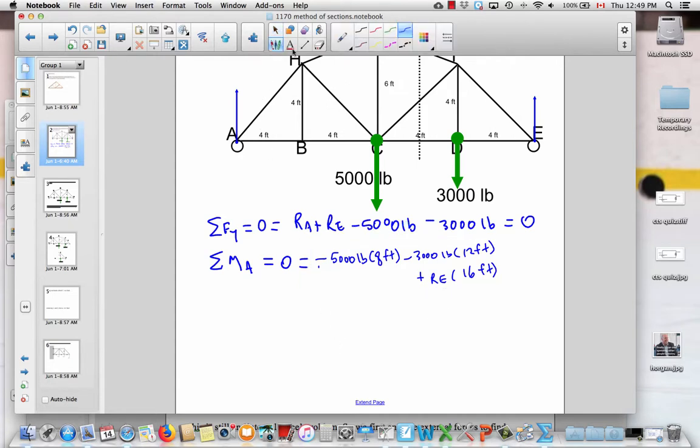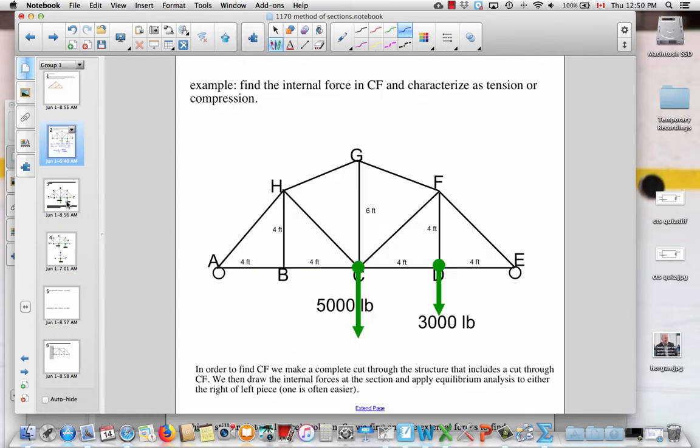solve these equations and find those two external reaction forces at the supports. So we find the A reaction force is 4750 pounds, or sorry, 3250. That was the E reaction. Of course, the E reaction is going to be a little bit more because there's more force applied on that side of the structure. So the A reaction is 3250 pounds. We actually have to solve first for the E reaction, and that's 4750 pounds. Okay, now that we have those reactions, we'll be in a position to find the force in this CF member that we're interested in.